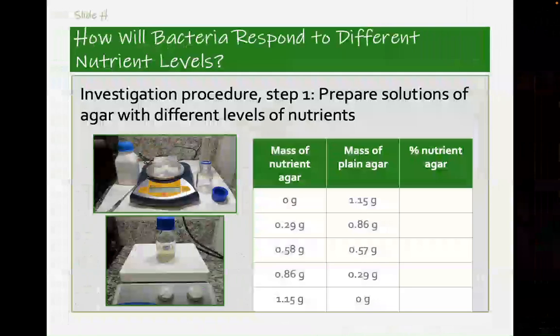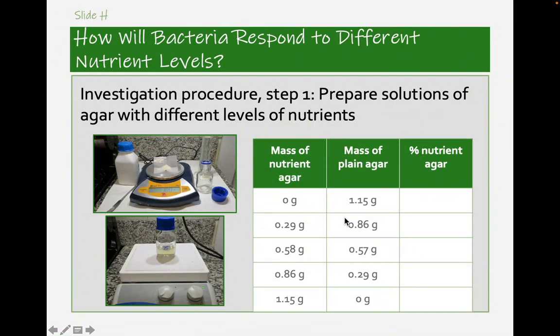So now we want to show how bacteria might actually use food. So we take this agar, and we mix it with some nutrients, some food. They set it up so the first tray had 1.15 grams of just plain agar, no food in it. And then they made another one. If you add up 0.29 plus 0.86, you get 1.15. So it's the same amount of stuff going in the petri dish, but we're just changing what's going into the mixture. So what we do is we keep changing this. And I'm going to show you the percent nutrient agar on a sheet of paper here.